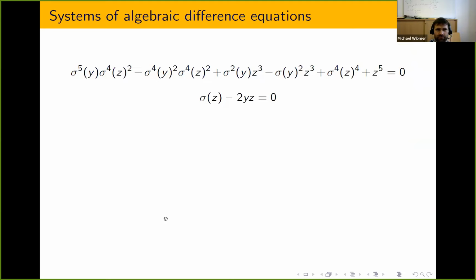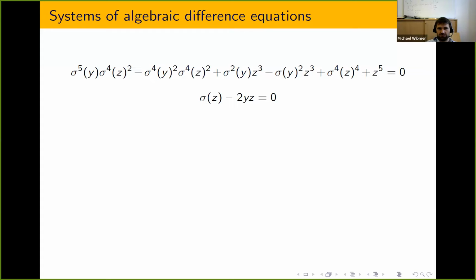All right. So this is the algebraic preliminaries. So you have all these different versions of the usual concepts in algebra. And so the main point of doing this is to have tools to study systems of algebraic difference equations.